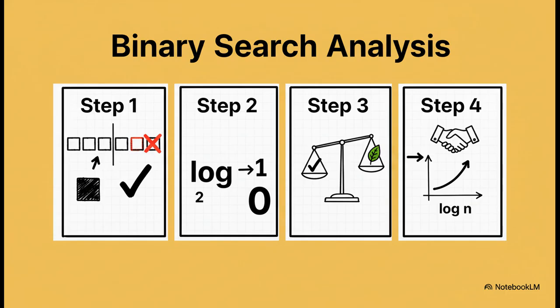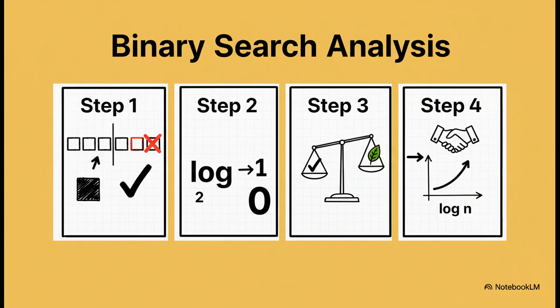Binary search. Here, we only make one new subproblem out of the half that's left, so A is 1 and B is 2. The work at each step is basically nothing, just a single comparison. So f of n is a constant, we'll just call it 1. Now for C, log base 2 of 1 is 0.